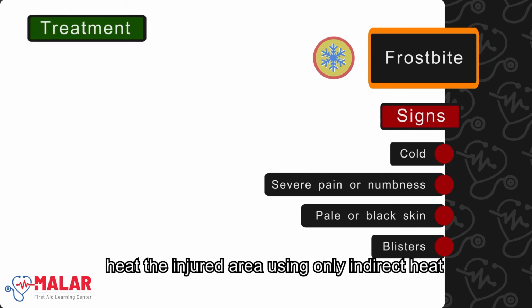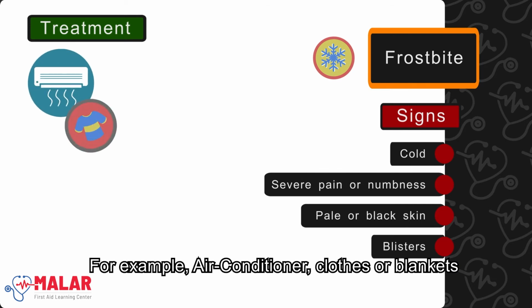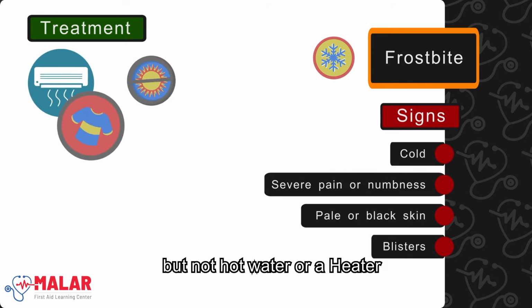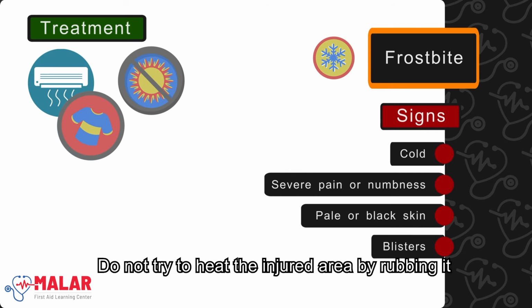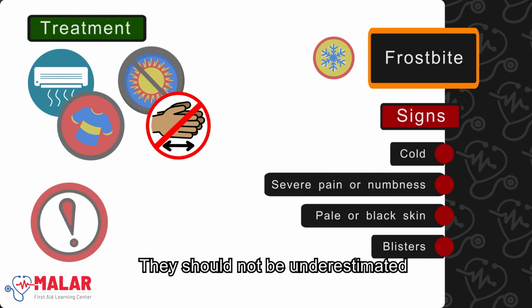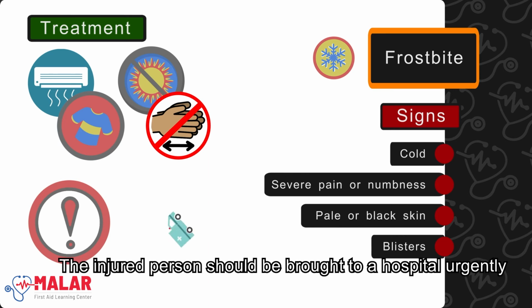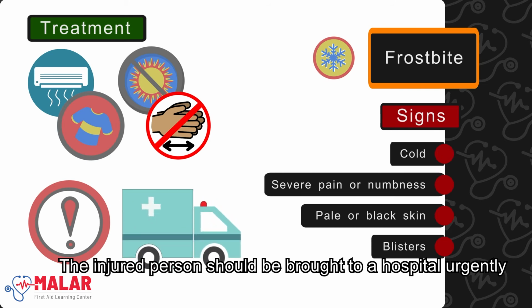Treatment: heat the injured area using only indirect heat. For example, air conditioner, clothes or blankets, but not hot water or a heater. Do not try to heat the injured area by rubbing it. Frostbite can cause irreversible damage. It should not be underestimated, and it should be treated promptly and according to the instructions. The injured person should be brought to a hospital urgently.